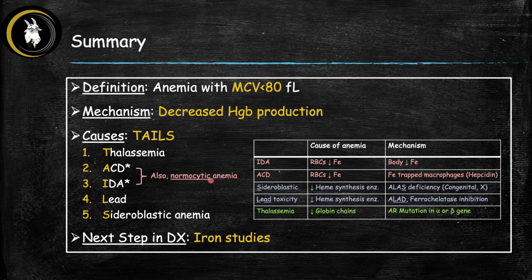Whenever you make a diagnosis of microcytic anemia, the next step is to do iron studies, because that's going to help you differentiate between these causes.